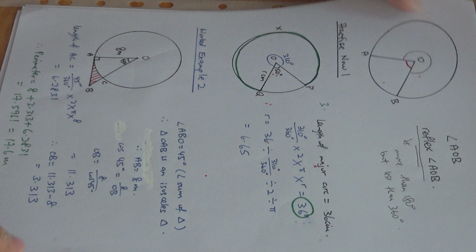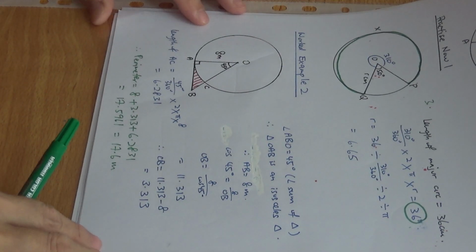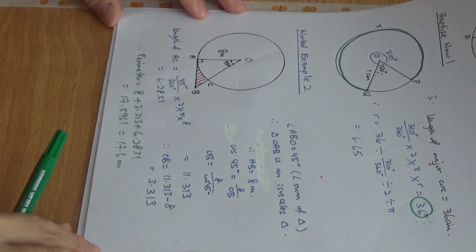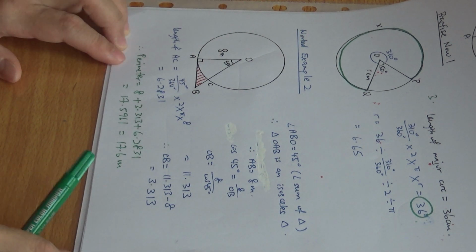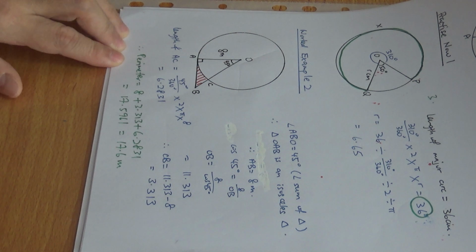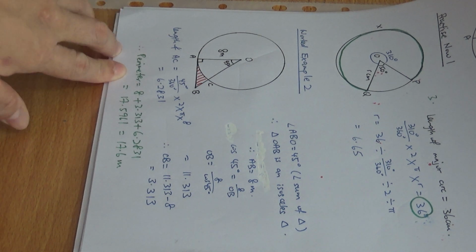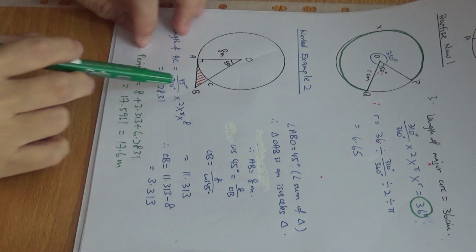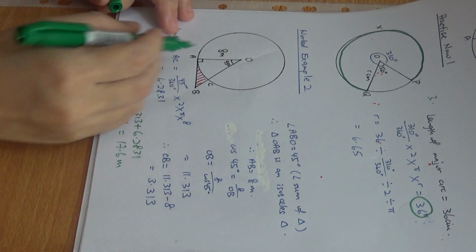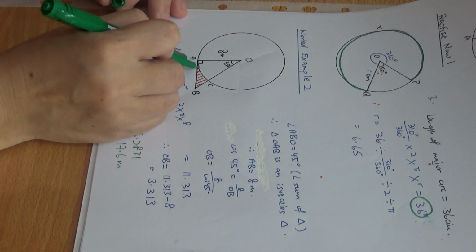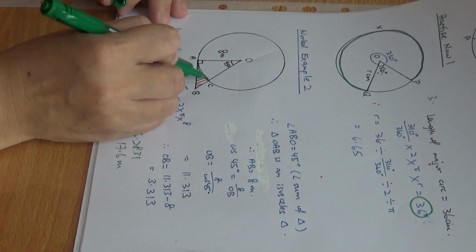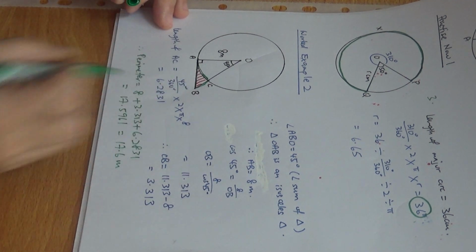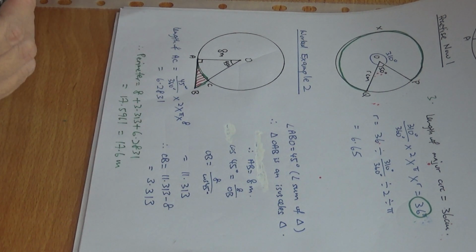Okay, now we go on to example 2. Example 2 wants us to find the perimeter of the shaded region ABC. Now, that means I have to find this length, the AC, the length of CB, and the length of AB. Then I can get the perimeter of the shaded region.